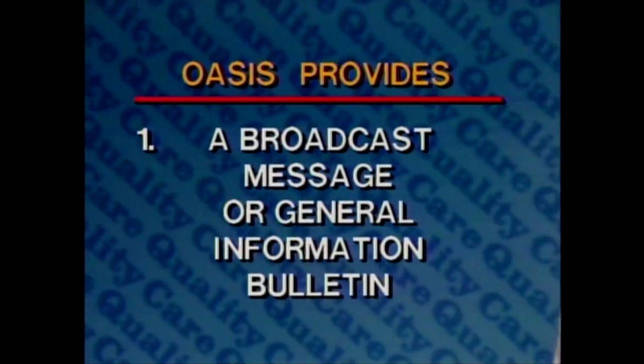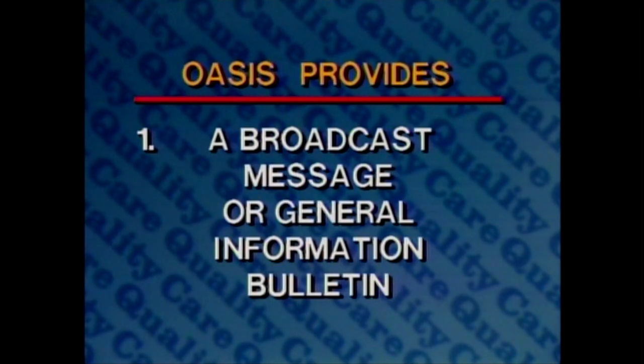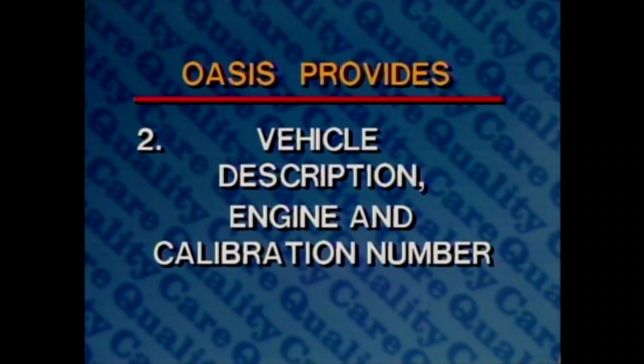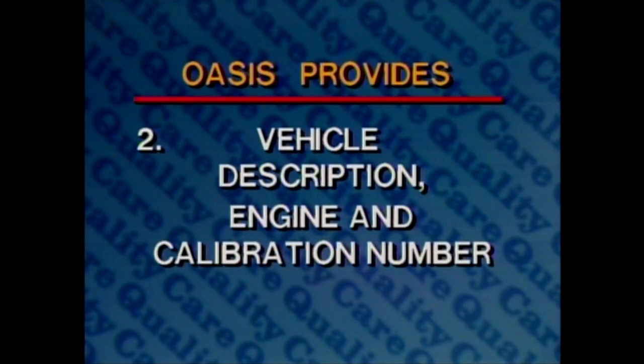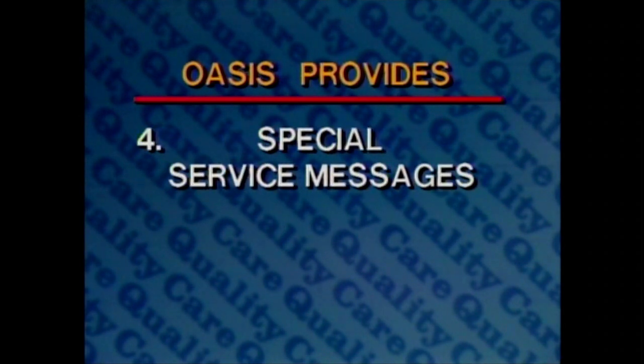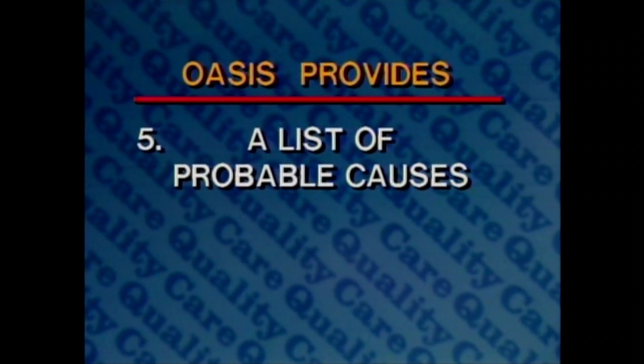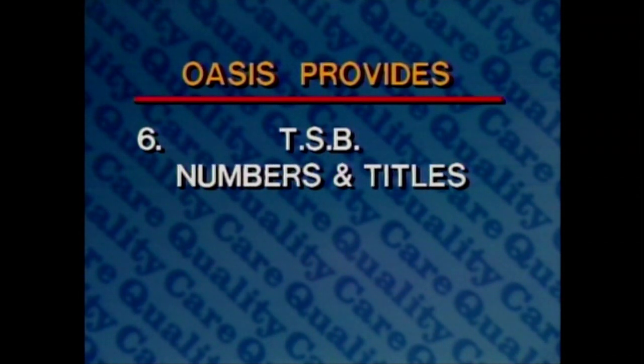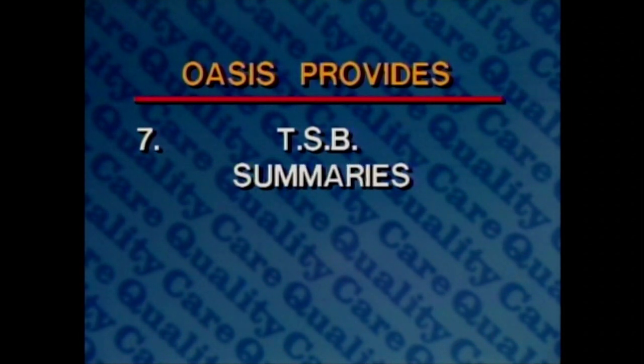1. A broadcast message or general information bulletin. 2. Vehicle description, engine and calibration number. 3. CARES 1 and 2 information. 4. Special service messages. 5. A list of probable causes. 6. TSB numbers and titles. And 7. TSB summaries. This video disc will describe in detail all this and more.